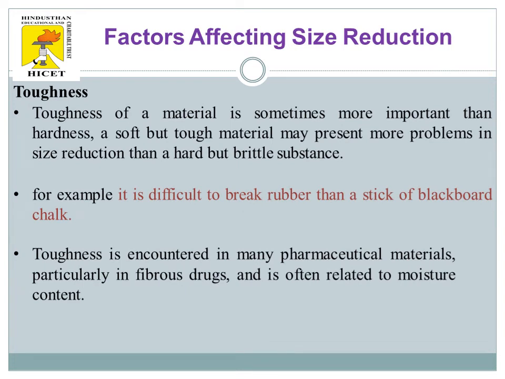The first one is toughness. Toughness of a material is sometimes more important than the hardness. If the material is tough, it is more problematic for size reduction than a hard and brittle substance. For example, it is more difficult to break rubber than a blackboard chalk piece, right? Toughness is encountered in many pharmaceutical applications, particularly in fibrous drugs, and is often related to moisture content.